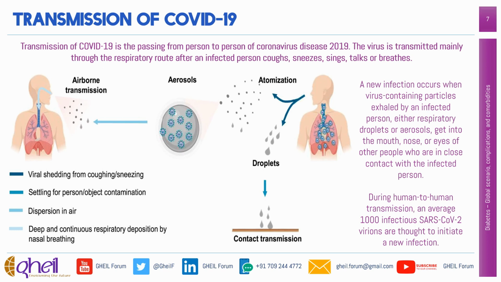During human-to-human transmission, an average of 1,000 infectious severe acute respiratory syndrome coronavirus 2 variants are thought to initiate a new infection. The closer people interact, and the longer they interact, the more likely they are to transmit COVID-19. Closer distances can involve larger droplets, which fall to the ground, and aerosols, whereas longer distances only involve aerosols. Larger droplets can also turn into aerosols, known as droplet nuclei, through evaporation. The relative importance of the larger droplets and the aerosols is not clear.